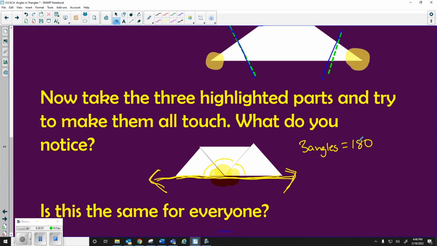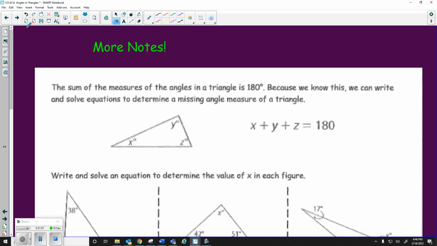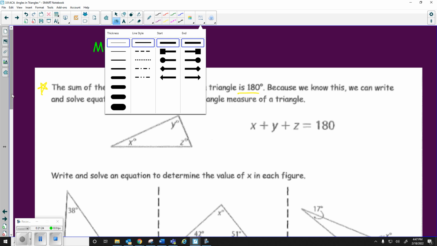No matter what triangle, any single triangle, whether it's isosceles, right, scalene, whatever kind of triangle, when you take those three corners every single time, the corners will add up to 180. Fun fact. Okay, so that's stated right here on this next page. The sum of the measures of the angles of any triangle is always going to be 180 degrees. Because we know this, we can write and solve equations. Okay, we love equations. It's really cool.